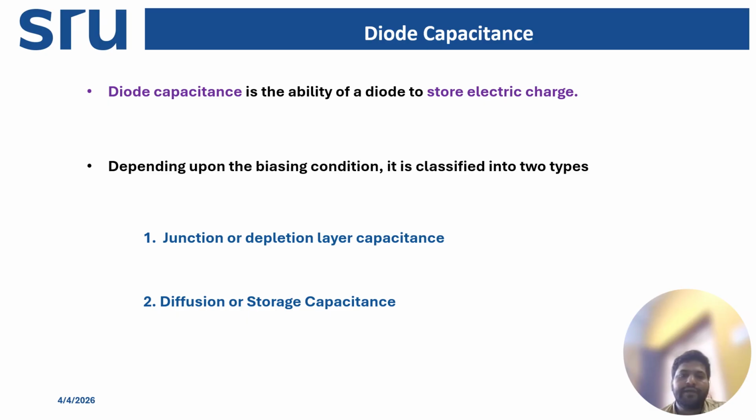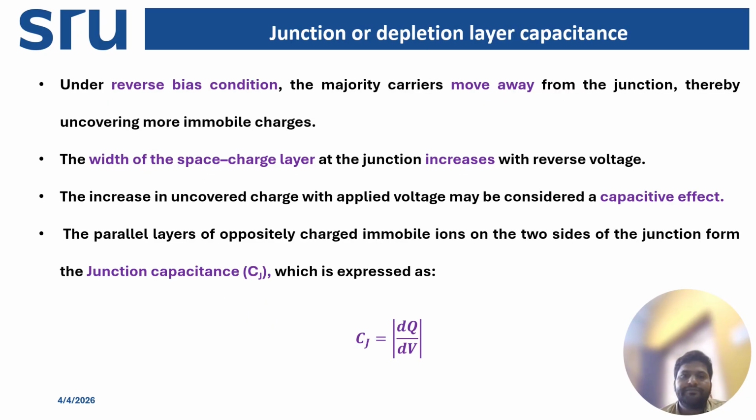So there are two capacitances that occur in the diode. One is junction or depletion layer capacitance. Another is diffusion or storage capacitance. So I will discuss them one by one. Now, the first one is junction capacitance. This type of capacitance mainly occurs when the diode is operated in reverse bias.